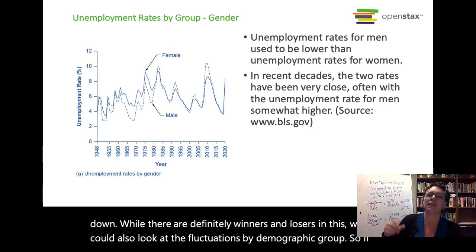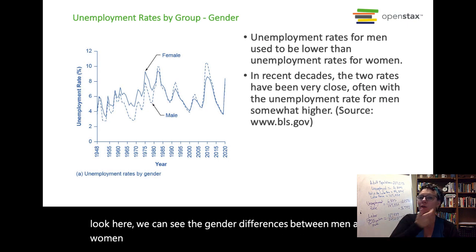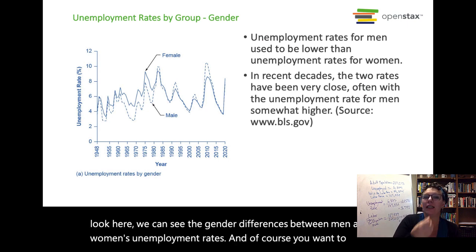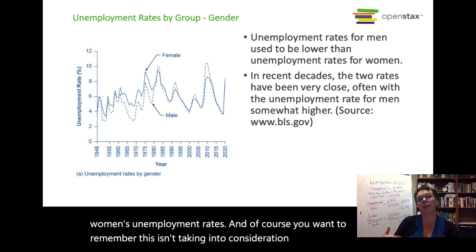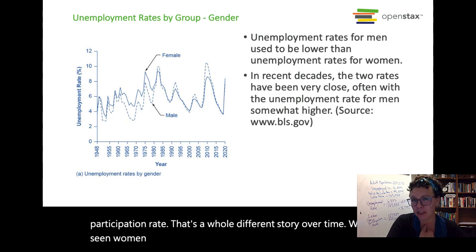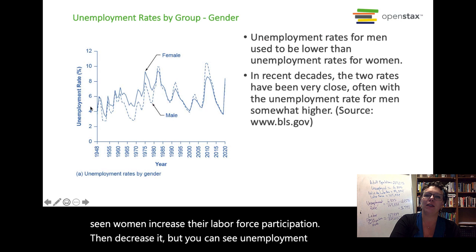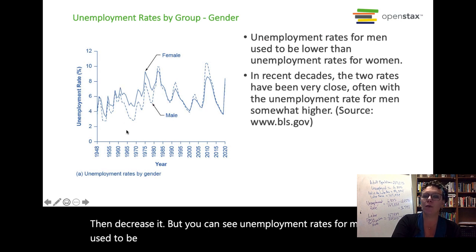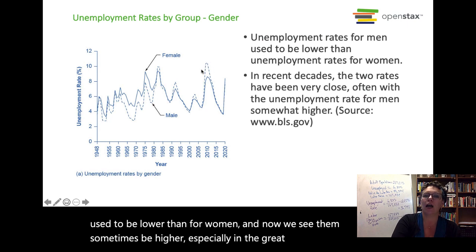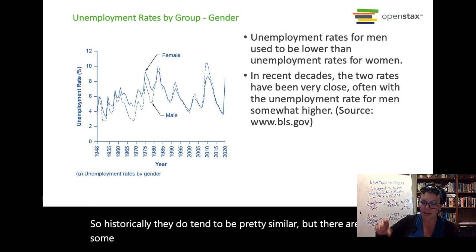So if we look here, we can see the gender differences between men and women's unemployment rates. And of course, you want to remember this isn't taking into consideration labor force participation rate. That's a whole different story. Over time, we've seen women increase their labor force participation, men decrease it. But you can see unemployment rates for men used to be lower than for women, and now we see them sometimes be higher, especially in the Great Recession. So historically, they do tend to be pretty similar, but there are some periods where you see a big gap.